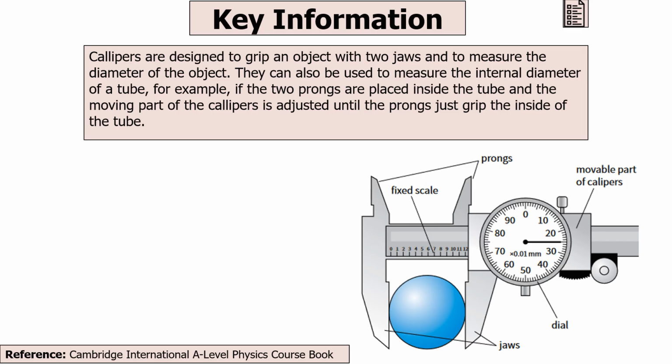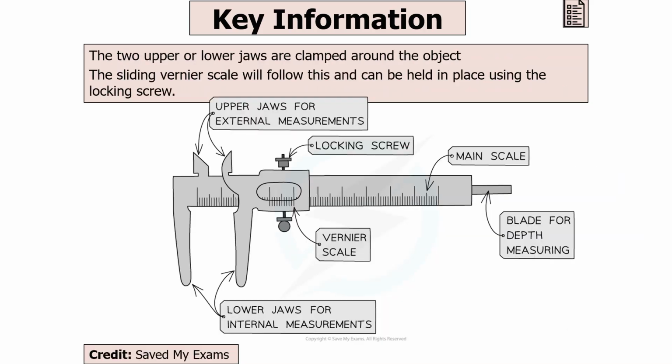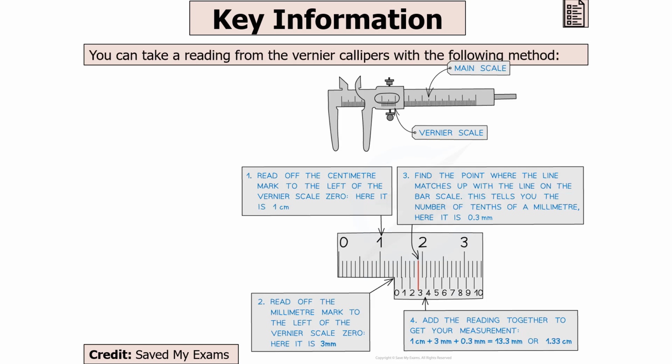For example, if the two prongs are placed just inside the tube and the moving part of the calipers is adjusted until the prongs just grip the inside of the tube. Now in this instance, the two upper or lower jaws are clamped around the object and the sliding vernier scale will follow this and can be held in place using the lock and screw. You can then take a reading from the vernier scale.